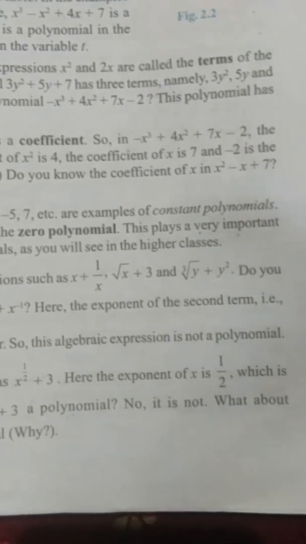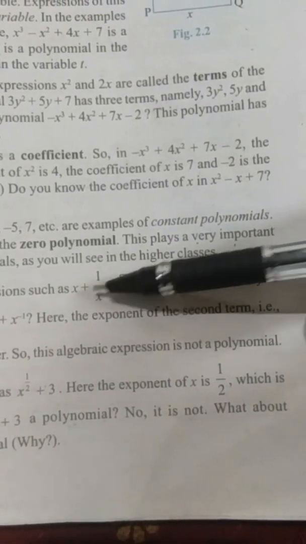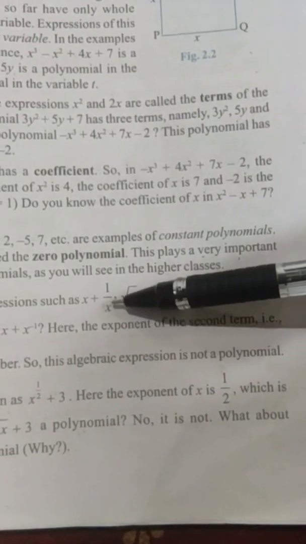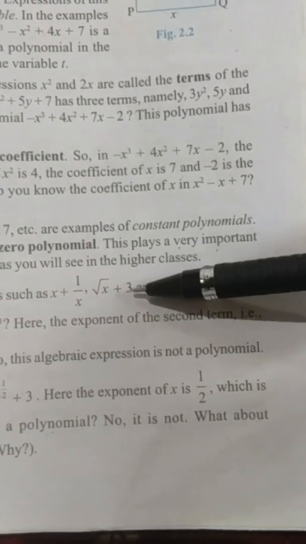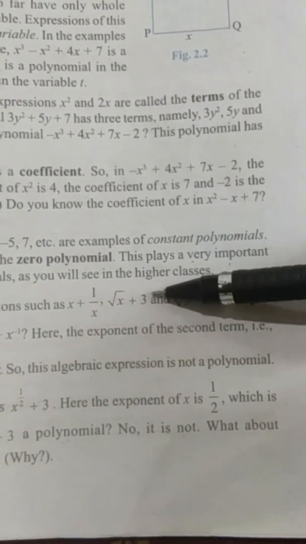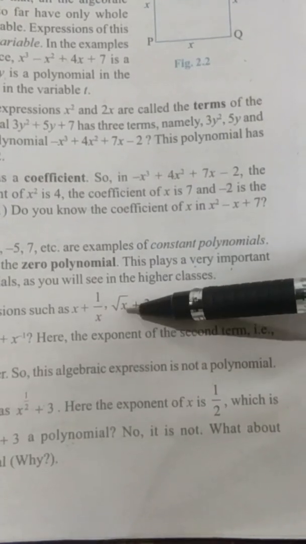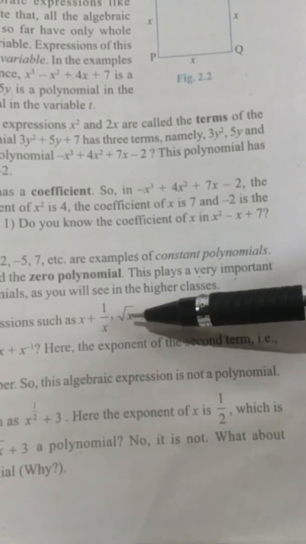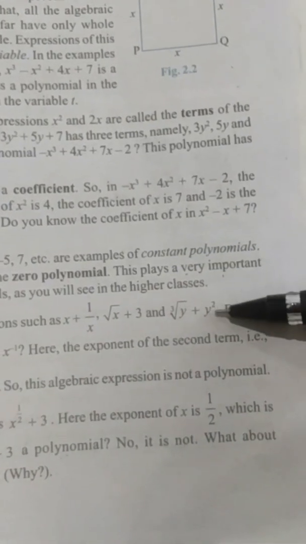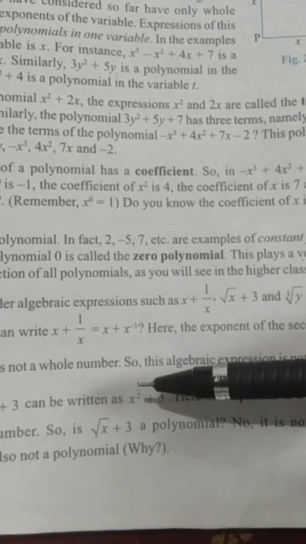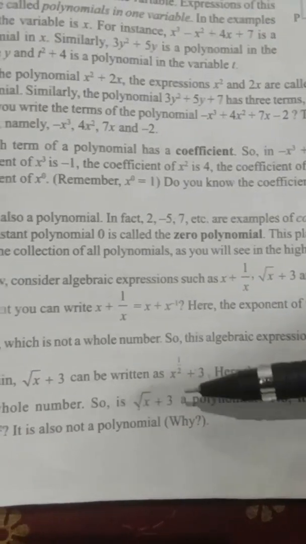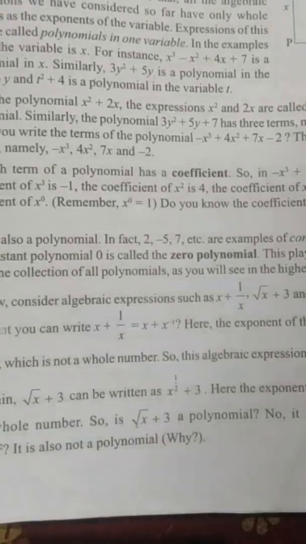Students, look at this one. x plus 1 by x is an expression, but it is not a polynomial because the variable is in the denominator. And root x plus 3 is an expression, but it is not a polynomial because the power of the variable is a fraction, or the variable may not be in a root sign. This is also not a polynomial. And look at x to the power 1 by 2 plus 3, this is also not a polynomial, and root x plus 3 is not a polynomial because polynomials have certain conditions.